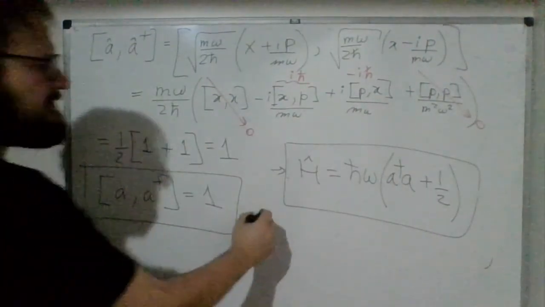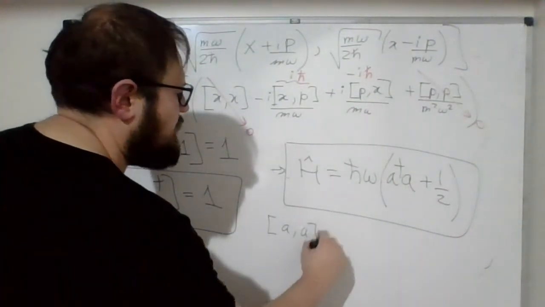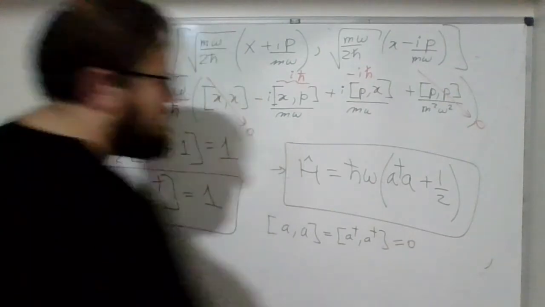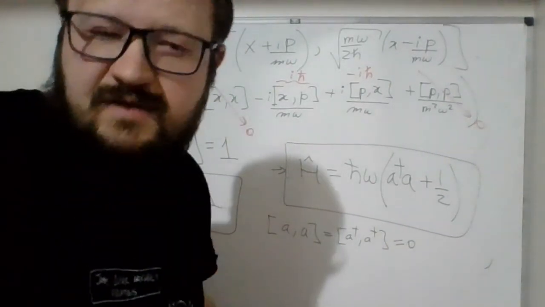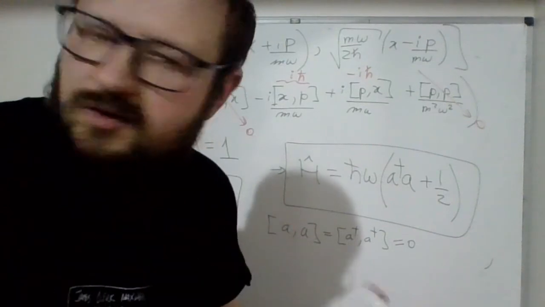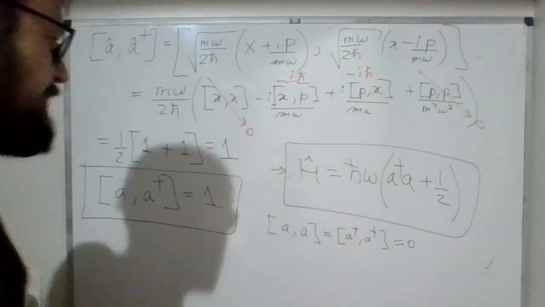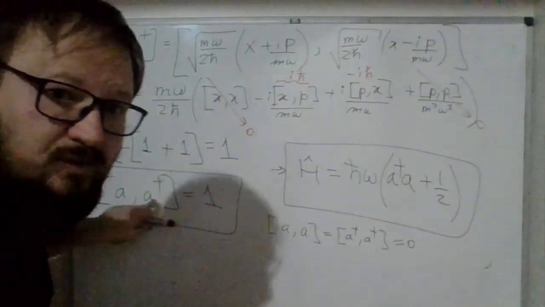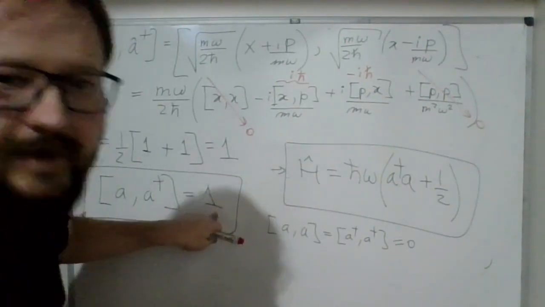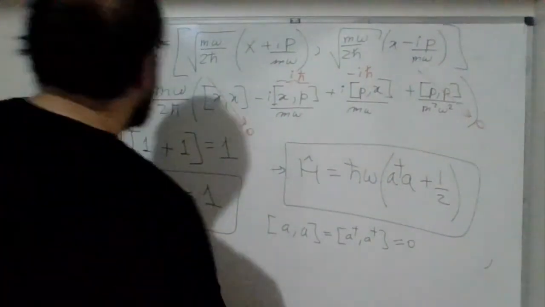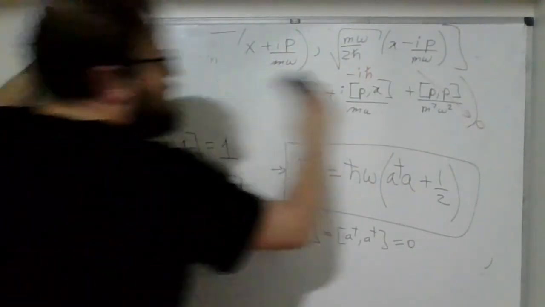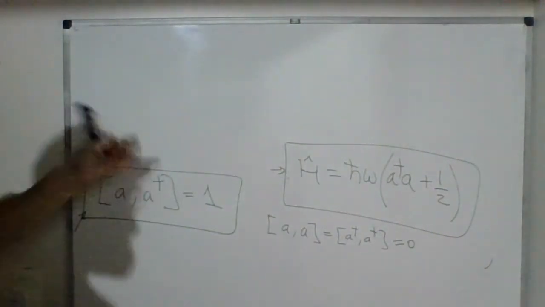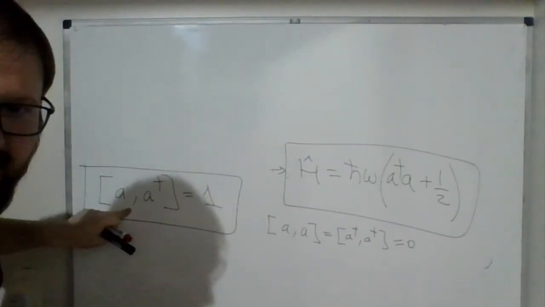You can show also that the commutator of the operator A with itself is 0, and of course A dagger with itself is also 0. But you don't even need to worry about that because any operator commutates with itself. All right, it's just matrix algebra. So this is the important factor. Commutator of A with A dagger corresponds to 1. All right, remember that. We just have shown that fact. All right, this is a very important result.